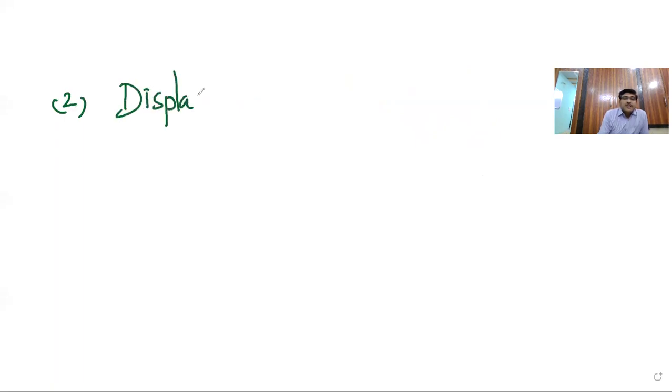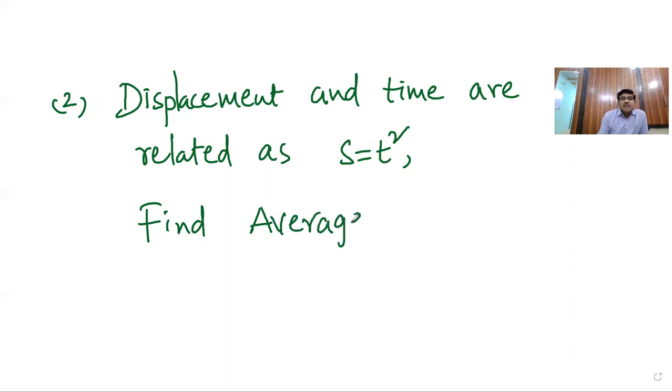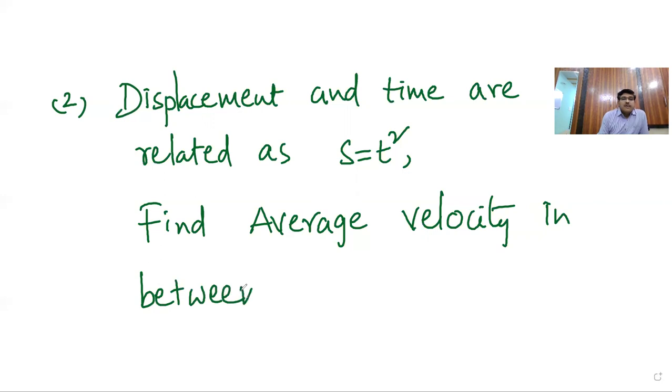Displacement and time are related as s is equal to t square. Find average velocity in between t is equal to 1 second and t is equal to 3 seconds.